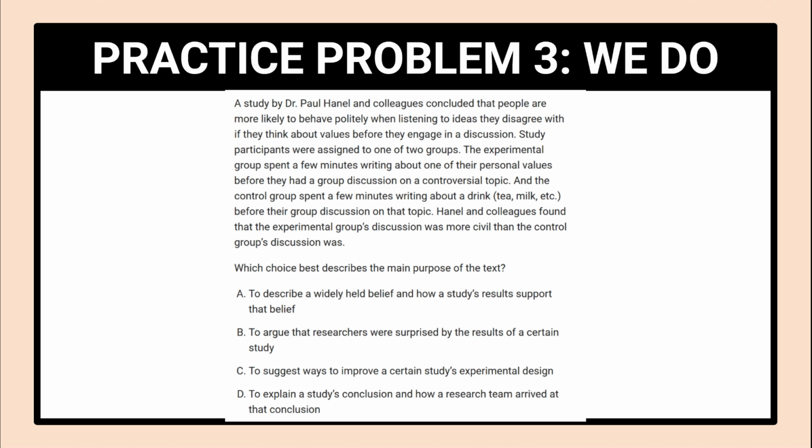So, based on this, it said that the experimental group people behaved more politely than those in the control group because they had the values. And this was when they were discussing controversial topics. So this is the finding that led to the conclusion at the beginning of the text, which is why D is the best answer. They give you the conclusion and how you arrive at the conclusion through the study.